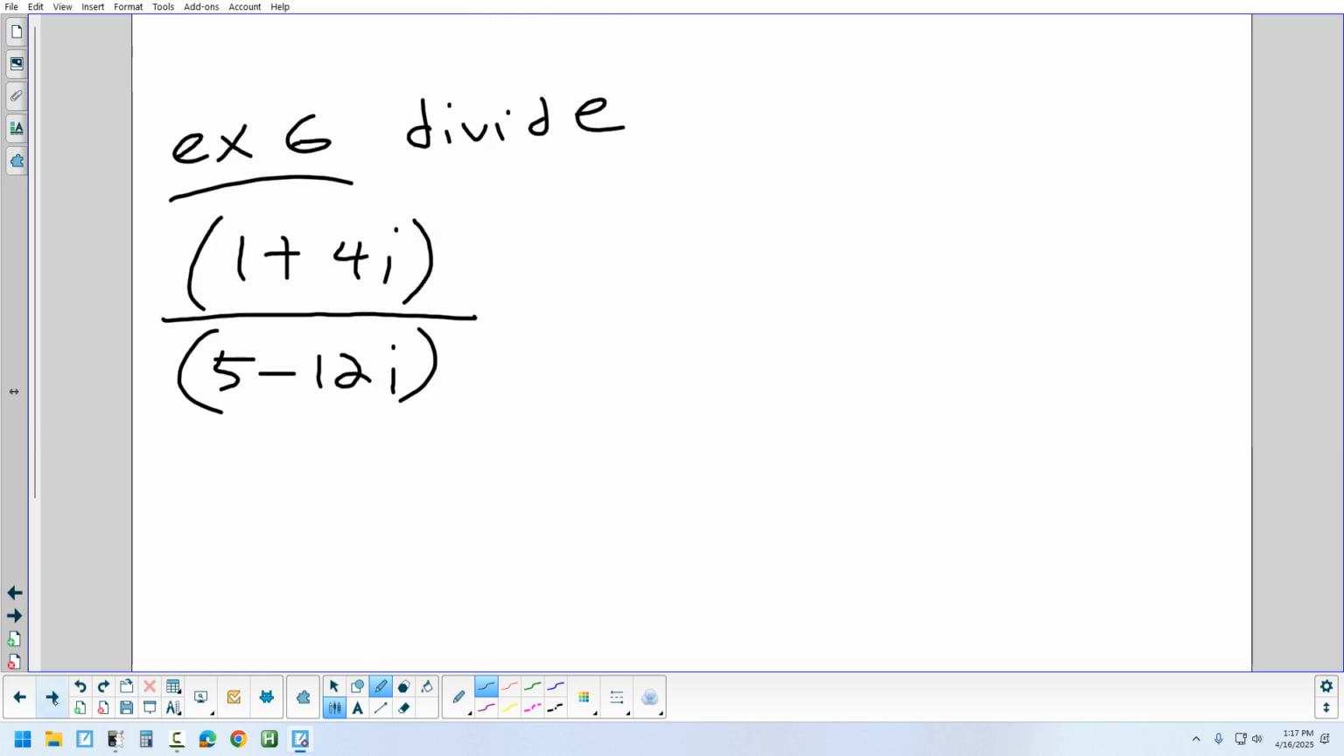Okay. So once you multiply conjugates a lot, you start to get pretty quick with them. I can tell you the bottom right now, it's going to come out to 169. Let's do it out and then watch what happens. The top, I don't know what that's going to come out to. That's a little more complicated. What are we going to multiply the top and the bottom by? 5 plus 12i.